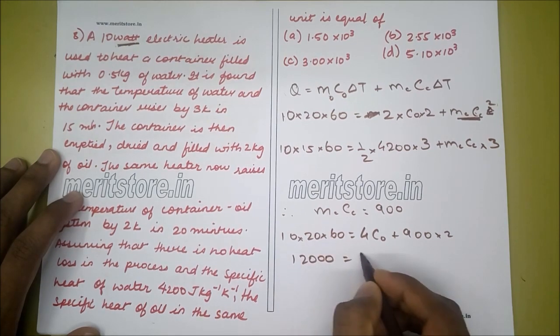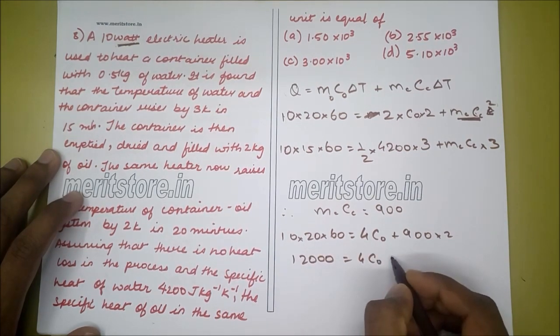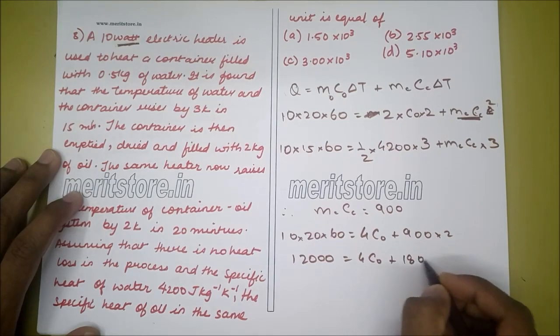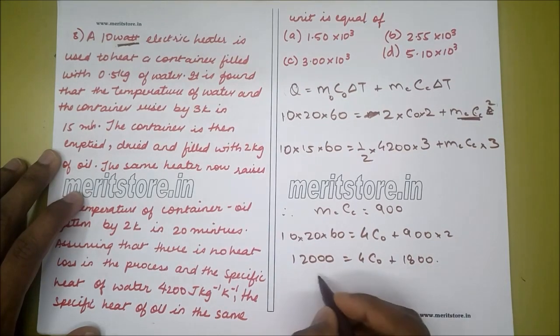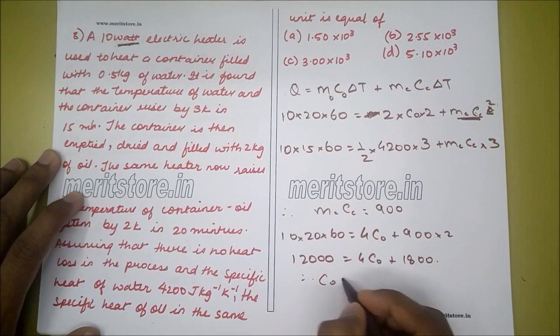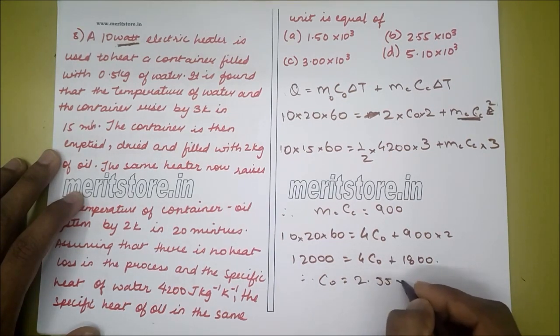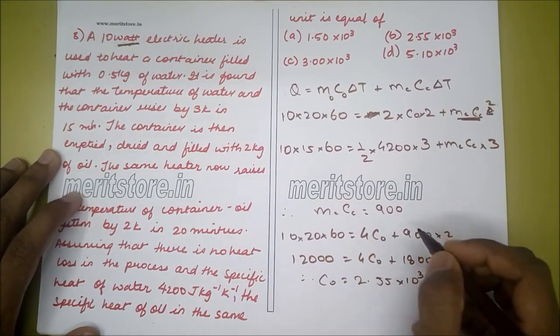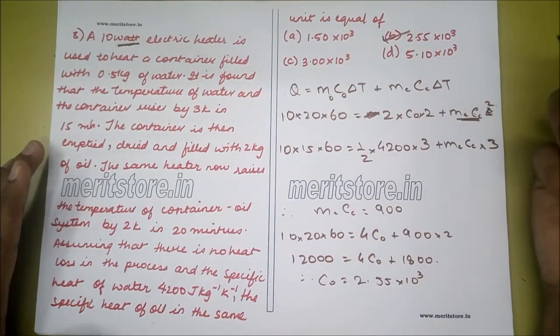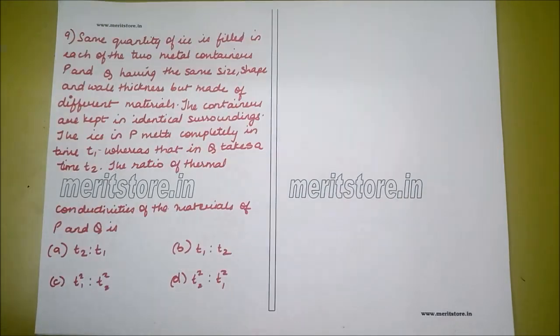12,000 is equal to 4 times C of oil plus 1,800. So solving for C of oil, we get the value of C of oil as 2.55 into 10 raised to 3 joule per kg per Kelvin. Hence option B is the correct answer.